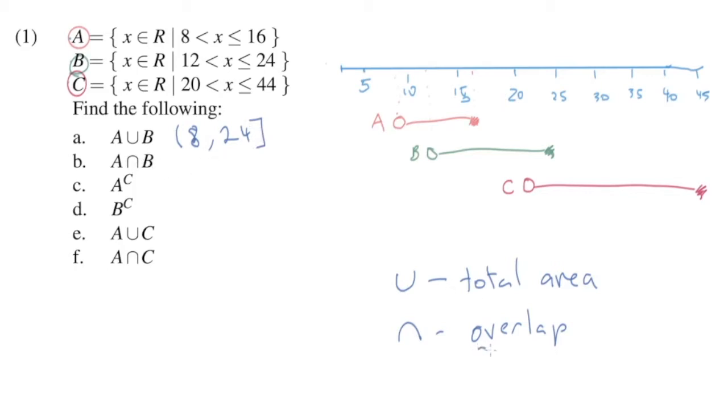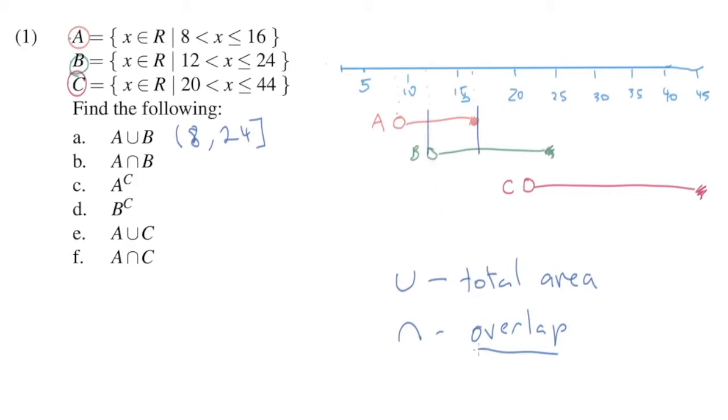Now let's look at the intersection of A and B. So we know that intersection is the overlap. So let's see where A and B overlap. So they overlap from about here to here, right? So, okay, it starts at 12. Now, here's a big question. Is 12 included? Because 12 is part of the interval A, but it's not part of the interval B.